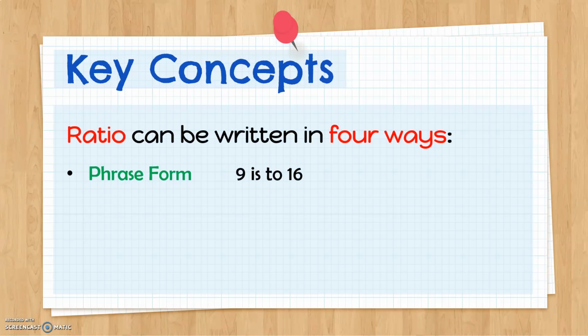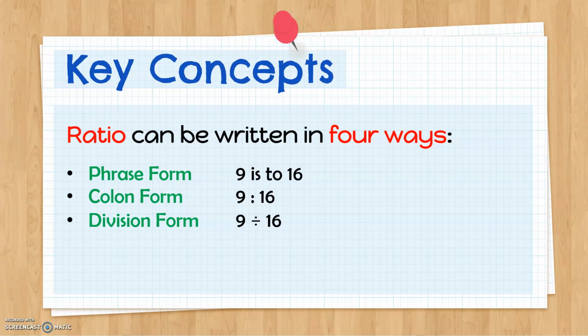First is the phrase form. For example, 9:16. Next is the colon form. We write it as 9:16. Third is the division form. So we have 9 divided by 16. And lastly is the fraction form, which is 9/16.